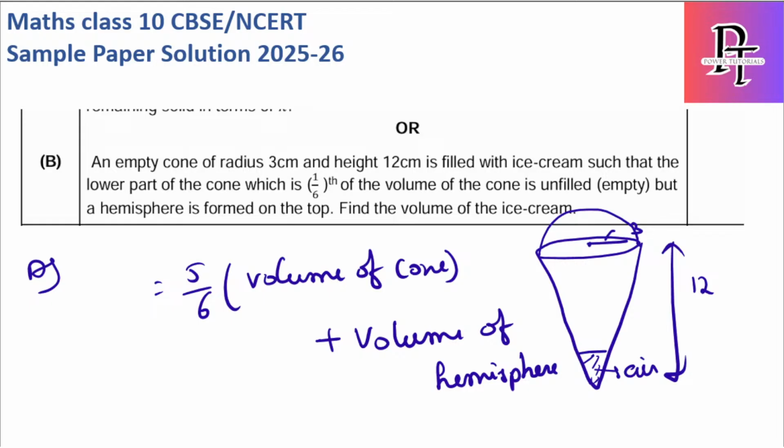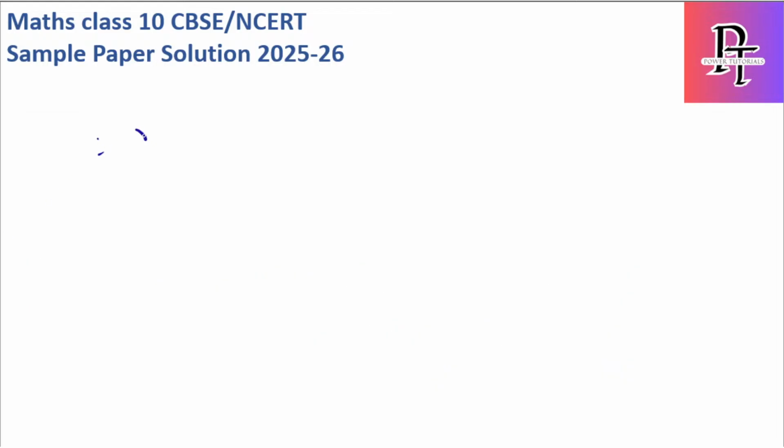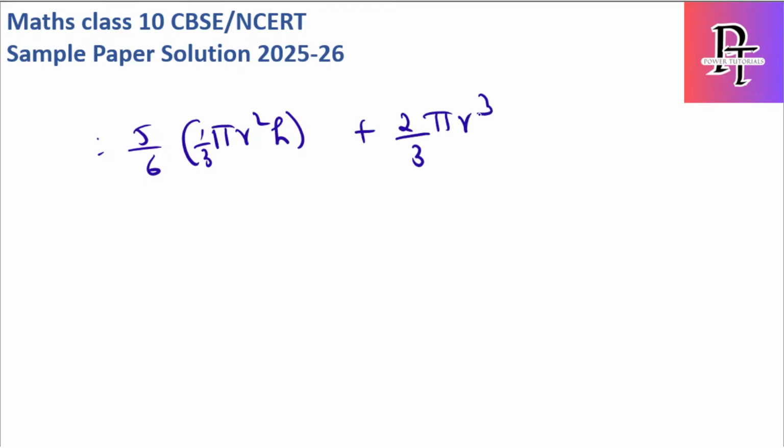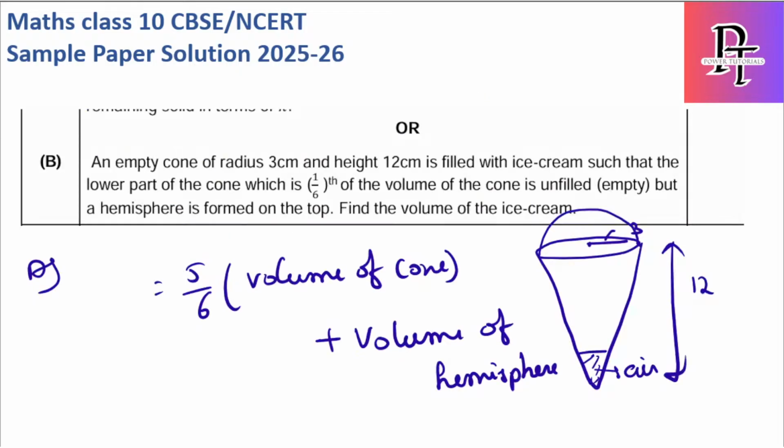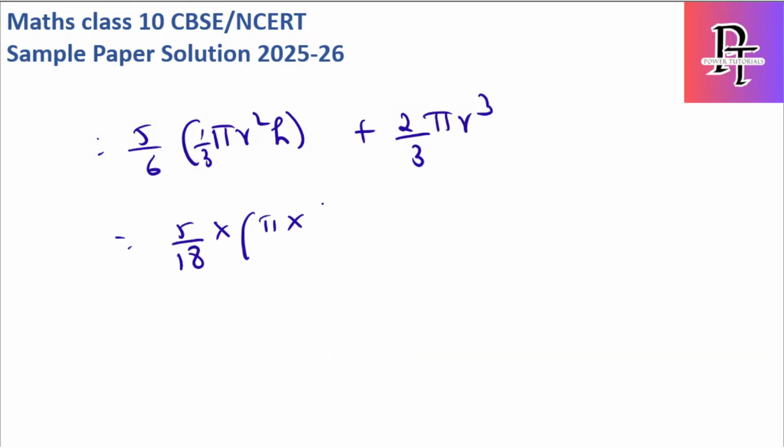Okay, now the next part is important, easy. We just have to substitute the formulas. So the volume of cone is 1/3 pi r square h, plus what is the volume of the hemisphere? It is 2/3 pi r cube. So 5/18 into pi into what is the radius of the cone they have provided? Radius is 3, height is 12, plus 2/3 pi. The radius will be the same because the hemisphere is on the top of the cone. So again the radius is 3, so it is 3 cube.